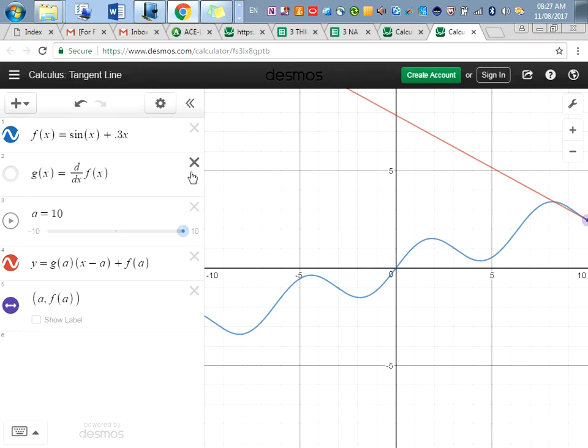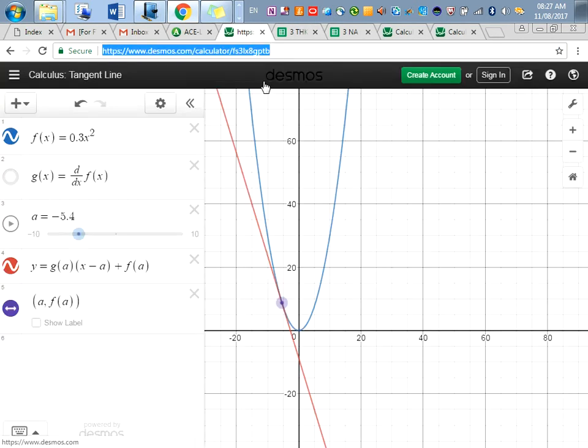Okay, so we were talking about gradient. Why do I keep talking about tangent line? Because we all know the formula for gradient of a straight line. What is that? What is the formula for gradient of a straight line? y2 minus y1 over x2 minus x1. Once I have my tangent line, I can find the gradient of this red line. And that gradient will be the gradient at this point.